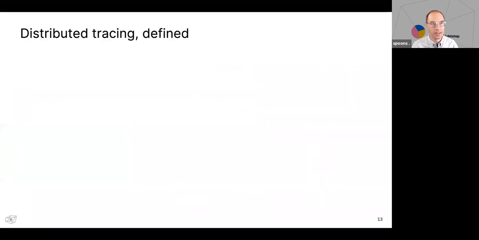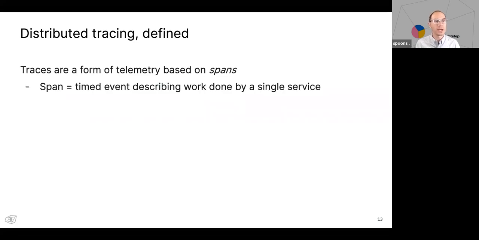Okay, let me say some words. There are a lot of kinds of tracing: process tracing, kernel tracing, browser tracing, network tracing. These are all valuable things to do. When I say distributed tracing, I really mean tracing the path of a request across a distributed system. It's a way of gathering data about how those distributed systems are handling those requests. Traces are usually based on a form of telemetry called a span. A span is a timed event describing the work done by a single service. So it has a beginning and an end, that's the timed part, and it describes the work in some way. It's associated with the service, and it might have some other data as well.